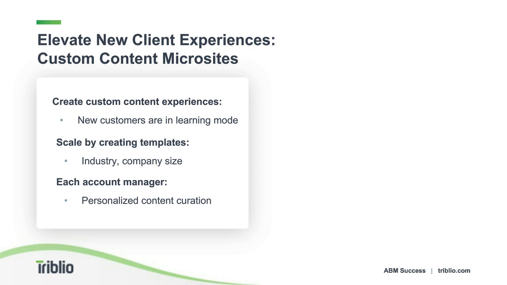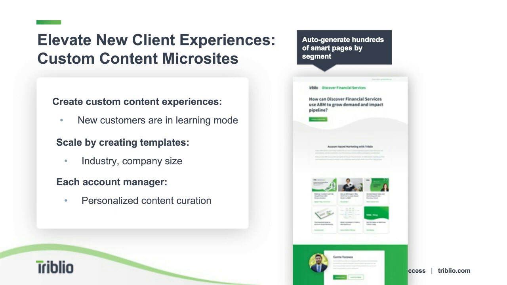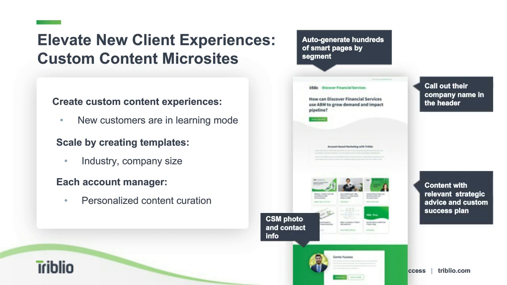So if you take a look at a typical custom content microsite, this is what it looks like. There's a personalized heading with the client's company name called out. In the primary body of the site, you see it's a content-rich site with custom content added, maybe like a custom success plan together with other content that's relevant to that account. And then finally, at the very bottom, you see the account manager or customer success manager's photo and contact information. It's simple, but it's really effective because it gives the new client who is really in this learning mode a venue to get all the best content and to really connect with their customer success manager. So that's about delivering custom content microsites for every client.